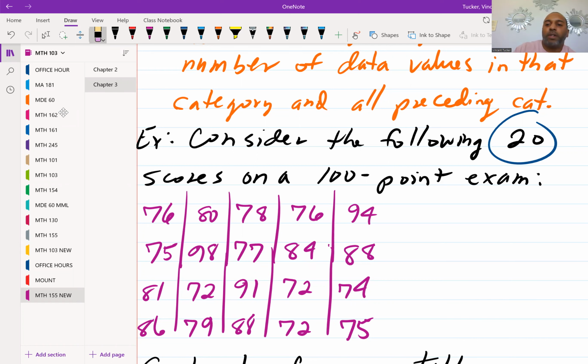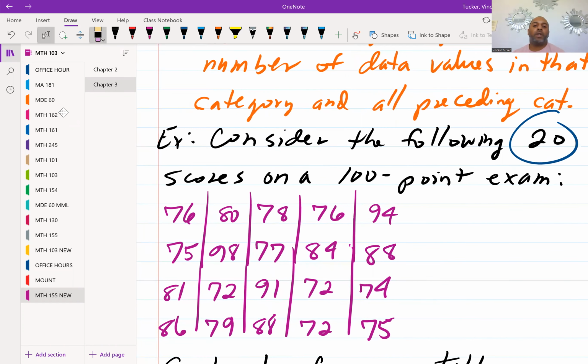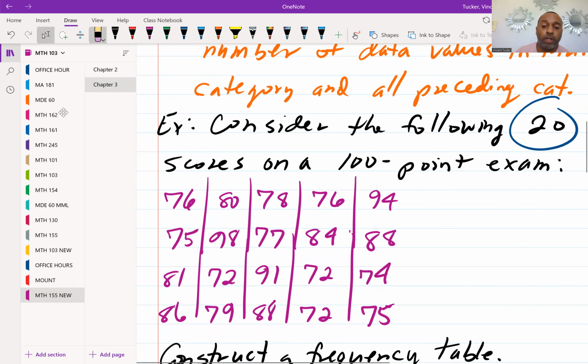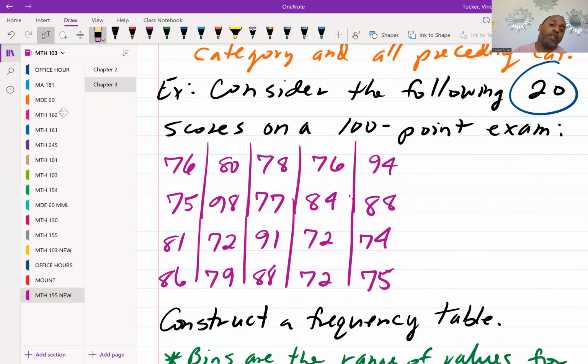All right, so we're gonna consider the following 20 scores on a 100-point exam, and we're gonna construct a frequency table. These 20 scores aren't in any specific order. They're just listed, and we're gonna use them to construct a frequency table.